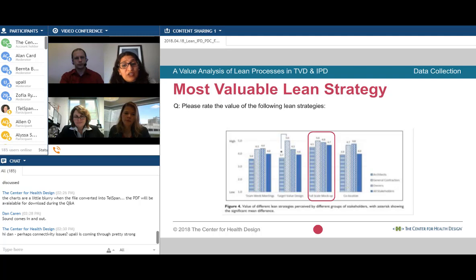And then the final thing was full-scale mock-ups, and this was entire departments being mocked up. And as you can see here in the highlighted area, the full-scale mock-up was rated as the most successful lean strategy across all groups. You can see variances here, right? So target value design is rated significantly higher maybe by the GC as compared to other stakeholders. But mock-ups is significantly rated higher for all stakeholders.